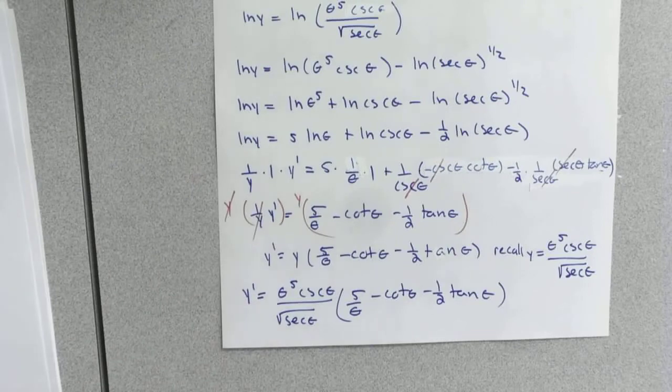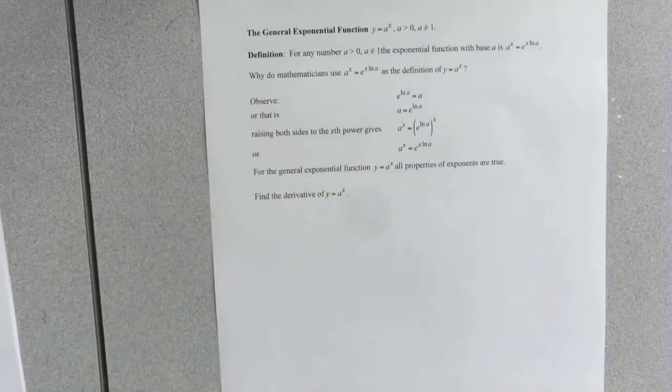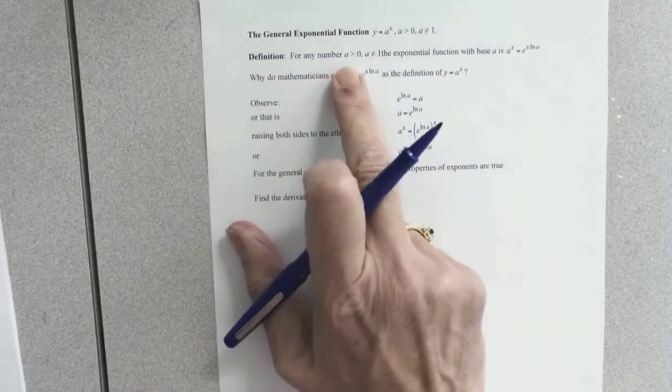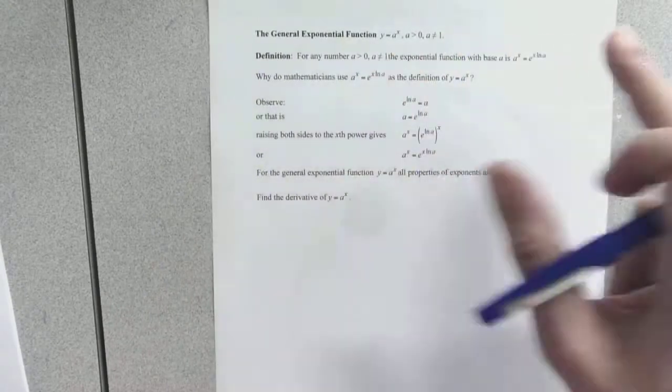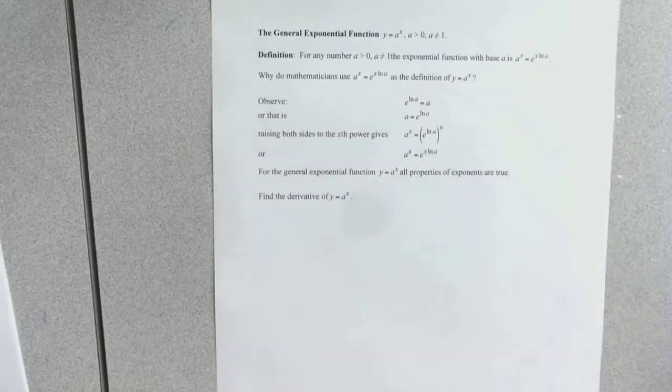There are other types of logarithms, and we've talked about e to the x. There are other types of exponentials. So moving on to other logarithms, other types of exponentials, and we get this. The definition of y equal a to the x, a greater than 0, a not equal to 1. So a represents some sort of number. So just a generic exponential. And so definition from the mathematicians: for any number a greater than 0, a not equal 1, the natural exponential function with base a is a to the x equals e to the x natural log of a.